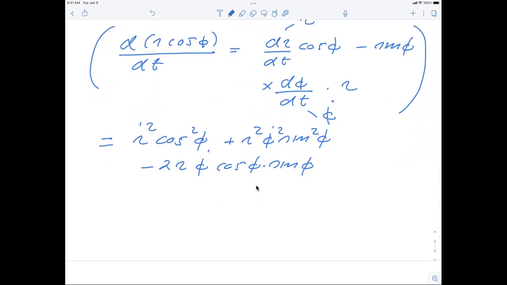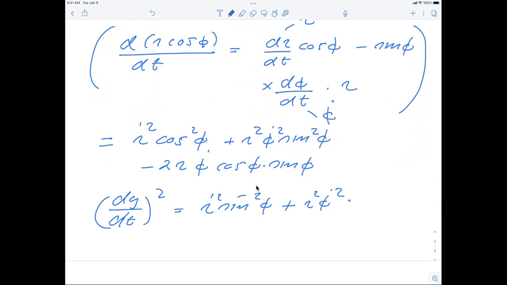Now, when I do the same with dy, and I'm not going to put in the intermediate step of setting out the derivatives, what you get is r dot squared times sine squared phi, plus r squared phi dot squared, but now with a cosine phi squared, and then a plus 2 r r dot phi dot times cosine phi sine phi.